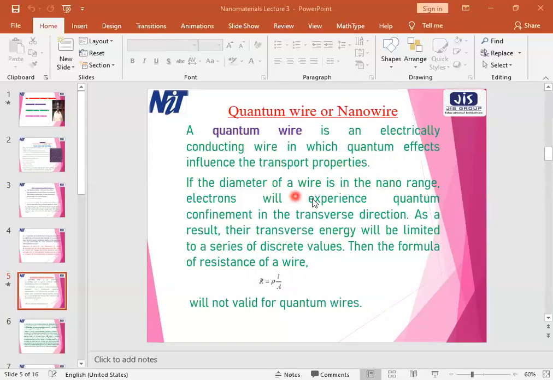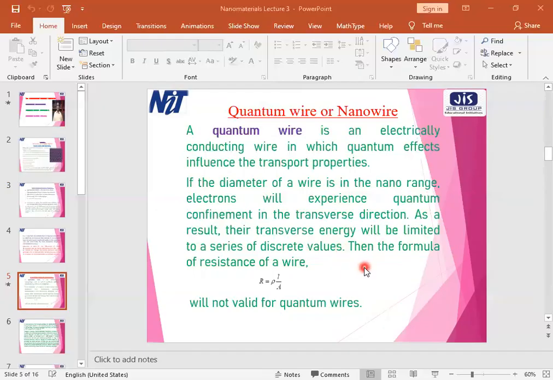Now you see, if the diameter of the wire is in the nano range, then electrons will experience quantum confinement. Yesterday we discussed this in the second lecture. So quantum confinement will be in the transverse direction. Because of that, the transverse energy will be limited to a series of discrete values.